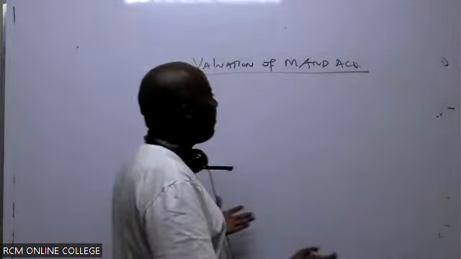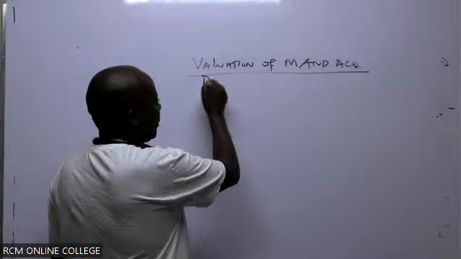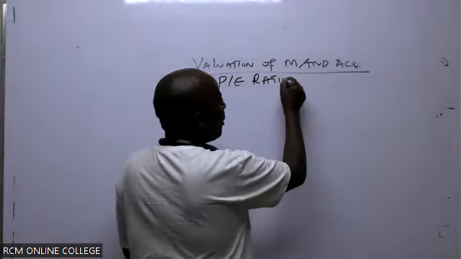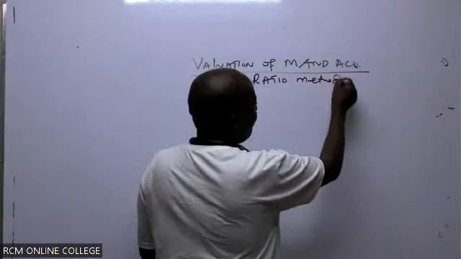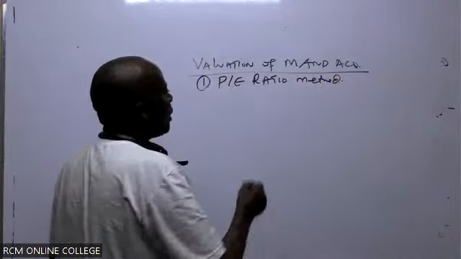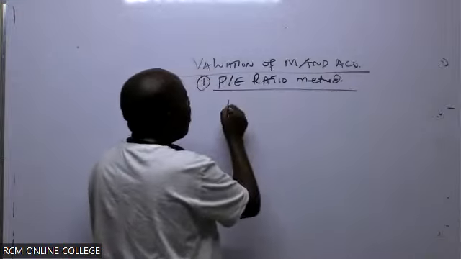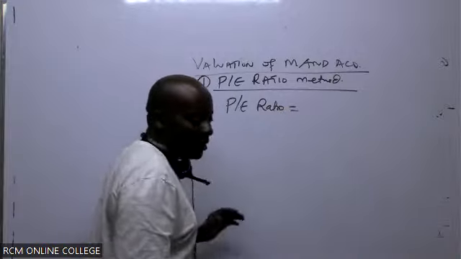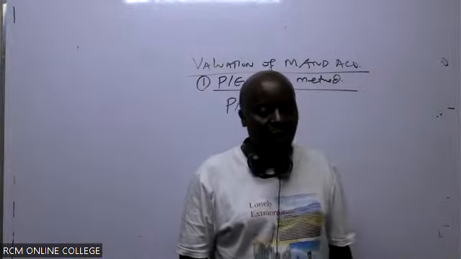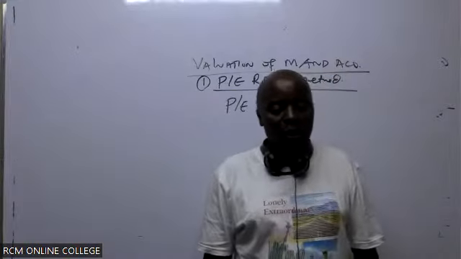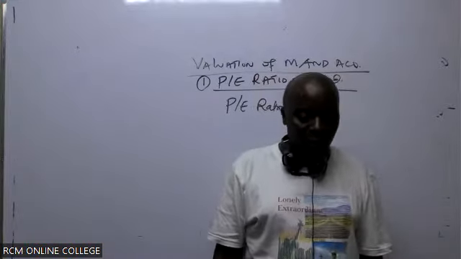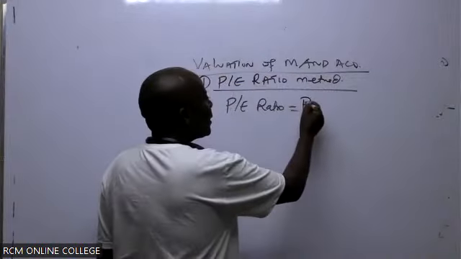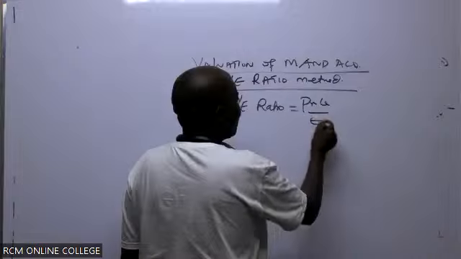So we have very many methods for valuing these mergers and acquisitions. One of the methods is what we call the PE ratio method. Now, this PE ratio method, is there anybody who is able to remember the PE ratio formula? It's price over earnings. Thank you very much.